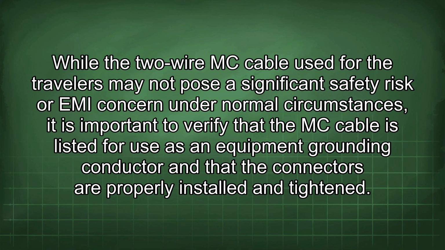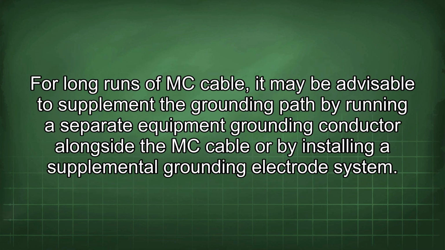While the 2-wire MC cable used for the travelers may not pose a significant safety risk or EMI concern under normal circumstances, it is important to verify that the MC cable is listed for use as an equipment grounding conductor and that the connectors are properly installed and tightened. For long runs of MC cable, it may be advisable to supplement the grounding path by running a separate equipment grounding conductor alongside the MC cable or by installing a supplemental grounding electrode system.